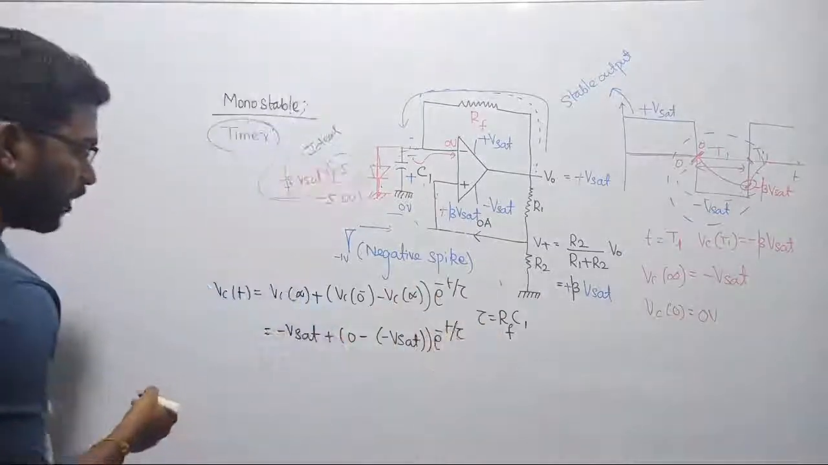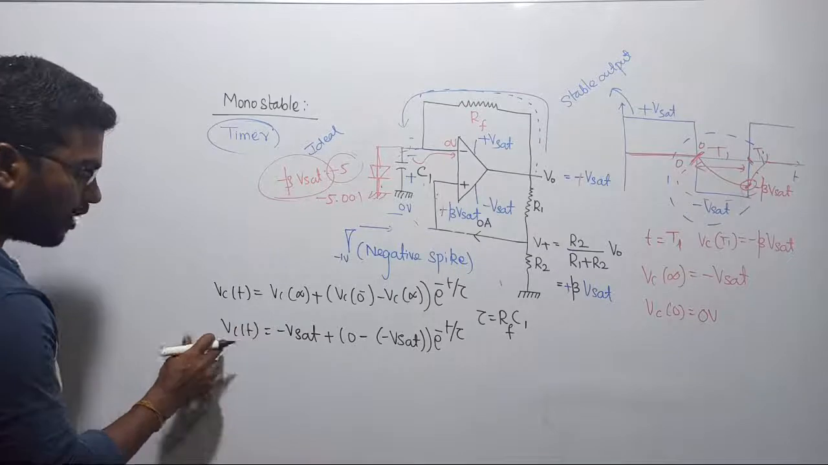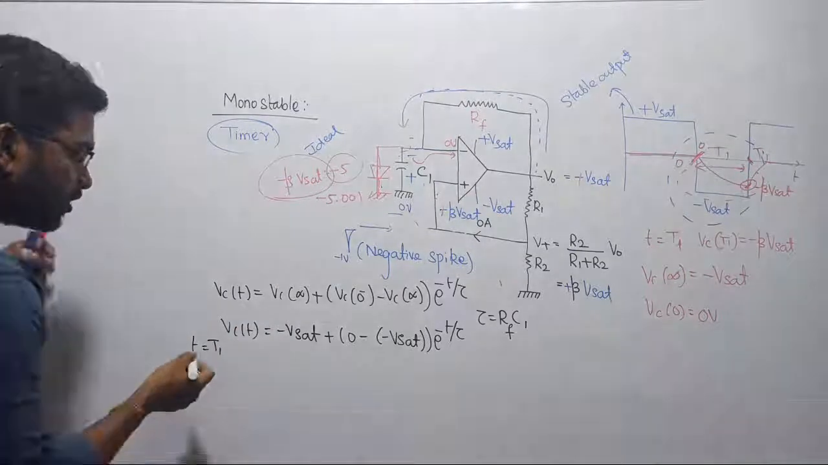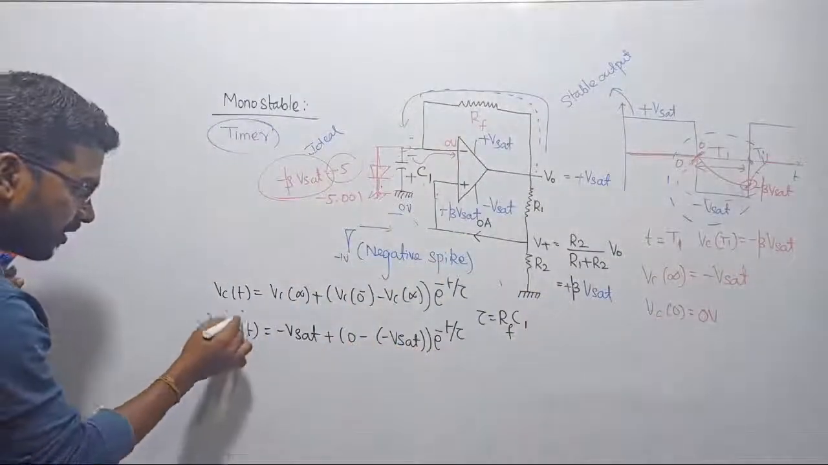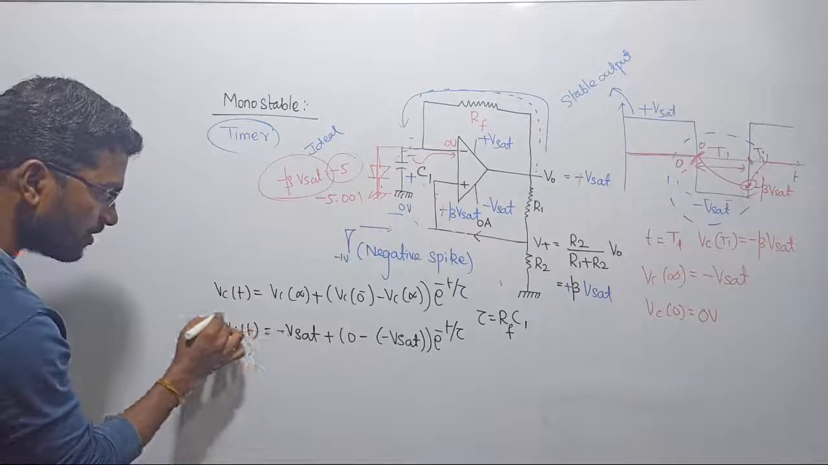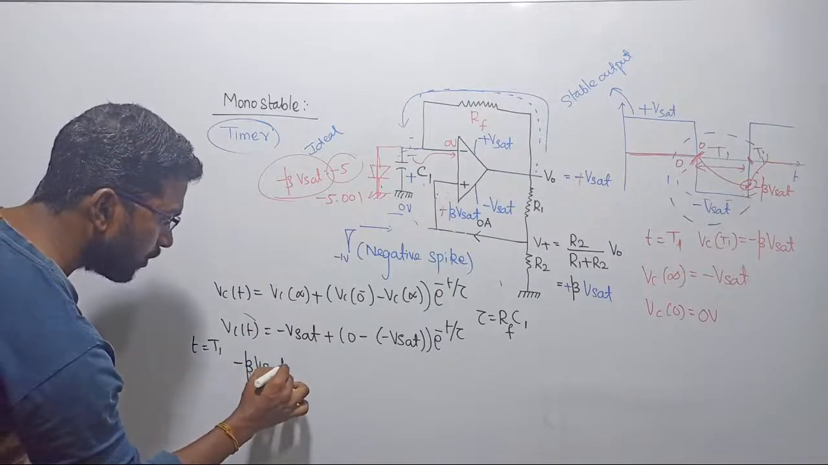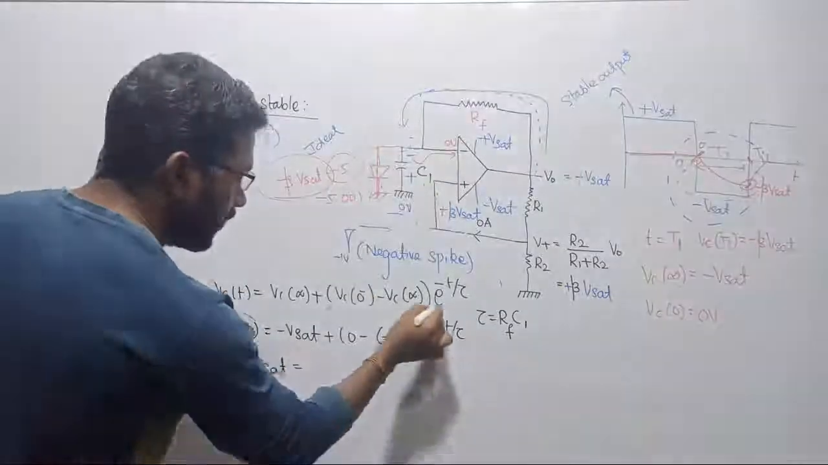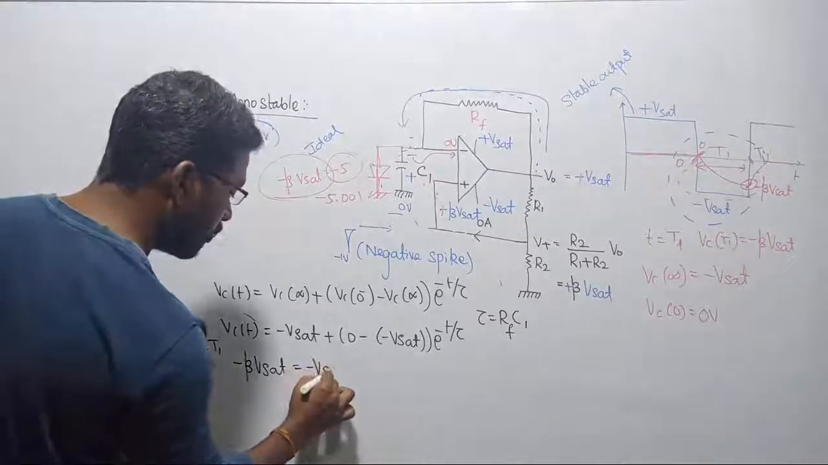Tau is the time constant, we all know. Now this is going to be Vc of t, but I don't want this one. At t equal to t1, I need the time period t1, that is what we need, right? So at t equal to t1, Vc of t1 is equal to minus beta Vsat. When I replace this t by t1, it becomes Vc of t1, which can be replaced by minus beta Vsat. Guys, listen, at t equal to t1 the net voltage across the capacitor will be minus beta times Vsat. That's all. Don't think too much.